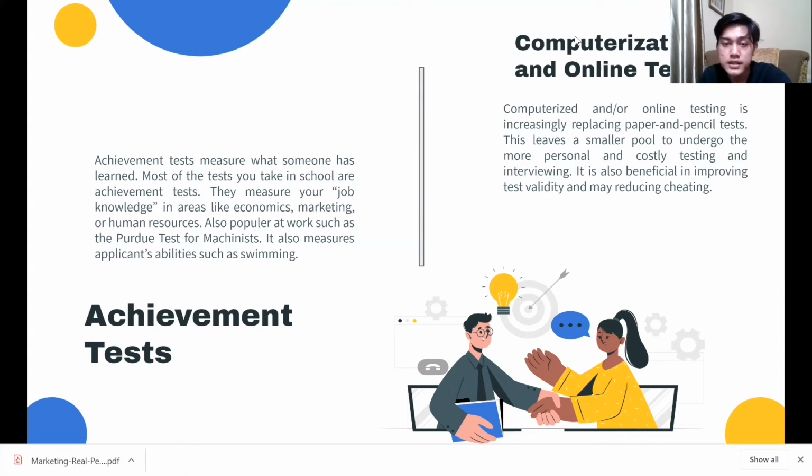And since we know that the world is changing rapidly while the development of technology is also rising, now human resource uses computerization and online testing. This is very beneficial since this leaves a smaller pool to undergo the more personal and costly testing and interviewing. It is also beneficial in improving test validity and may reduce cheating. An example of this online testing is Timken Company, which uses online assessment of math skills for hourly position applicants.